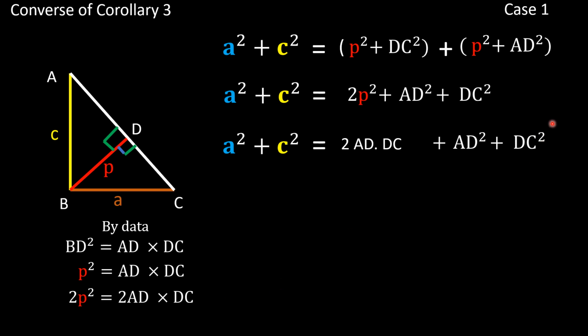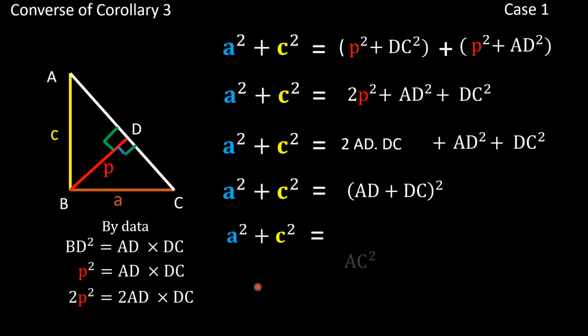Friends, this is one of the important steps which we have to understand, the right hand side of this equation. Don't you think this is of the form a square plus b square plus 2ab identity? Therefore, it has to be equal to a plus b the whole square, which is equal to AD plus DC the whole square. Now, look at the figure. What is the sum of AD and DC? AD plus DC is nothing but AC. Therefore, we can comfortably write the right hand side as AC square.